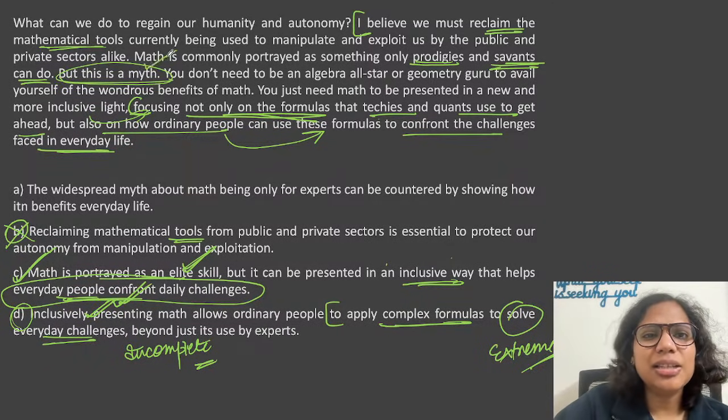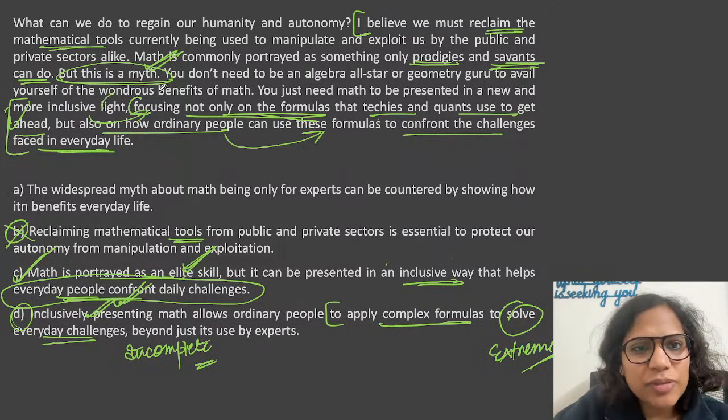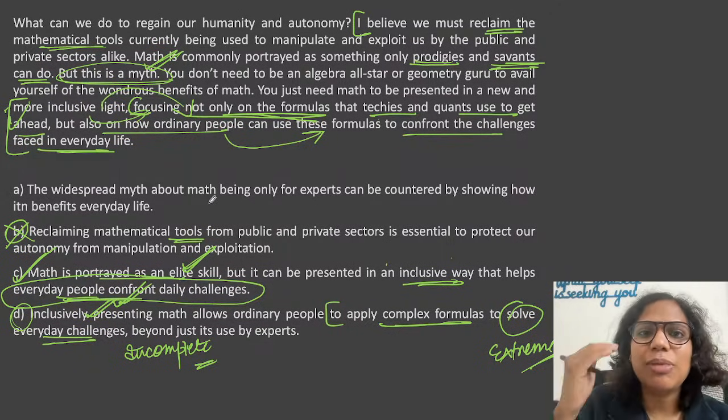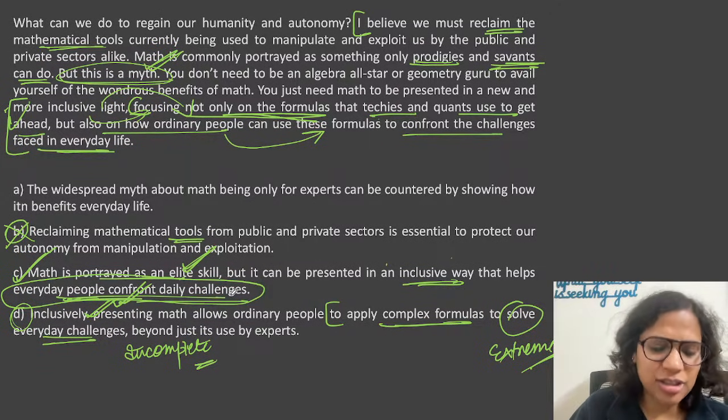So the author is saying that this is a myth, and we need to challenge it. How do we challenge it? By presenting math in a more inclusive light. And how will we present it? That is also given. So it is necessary to say that math is presented as elite, but we need to reclaim it by making it more inclusive, in a way that helps everyday people confront daily challenges, everyday challenges.